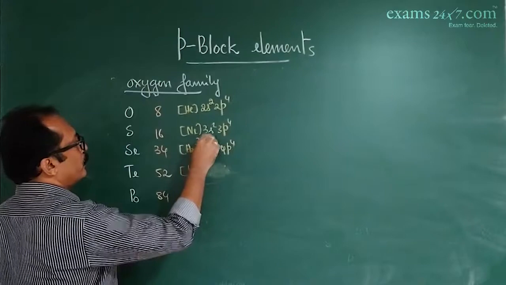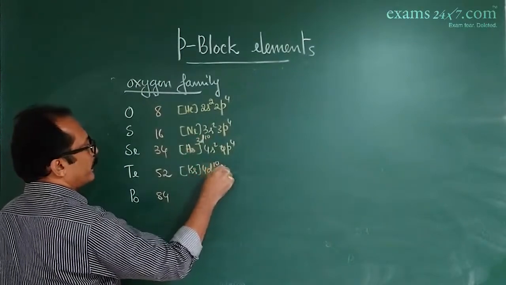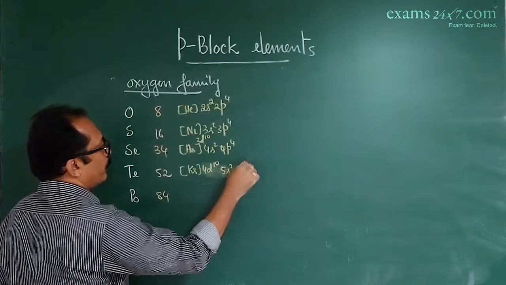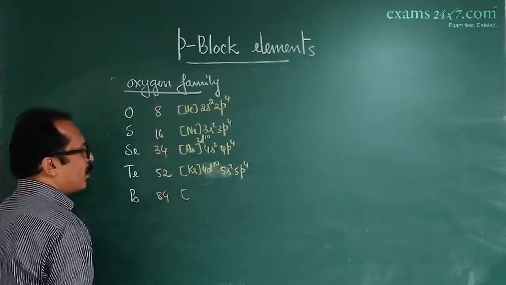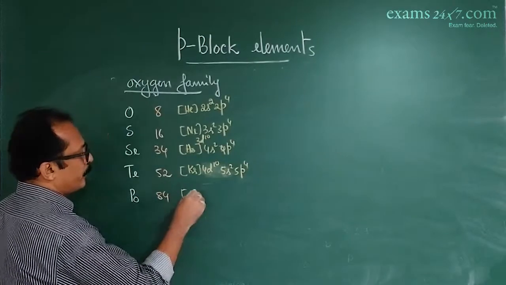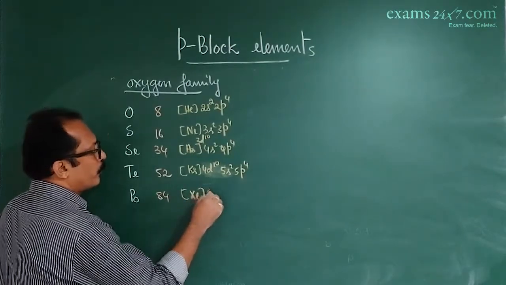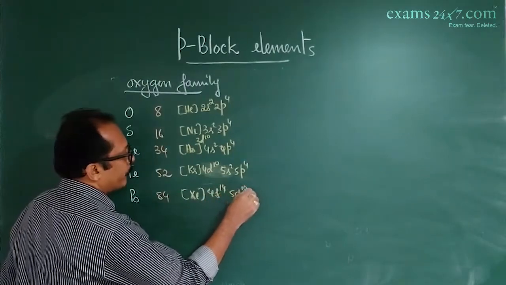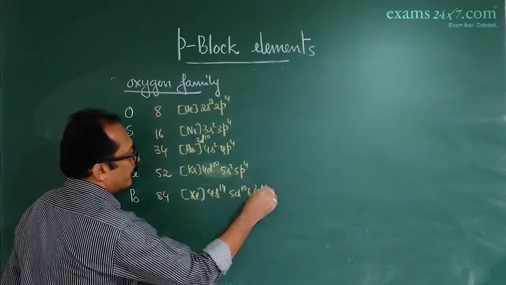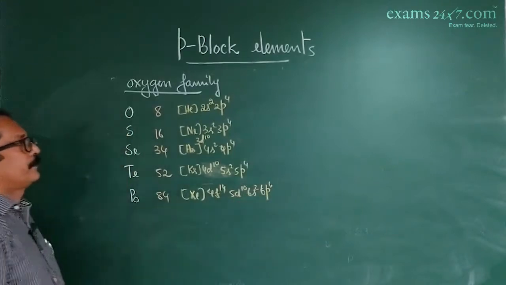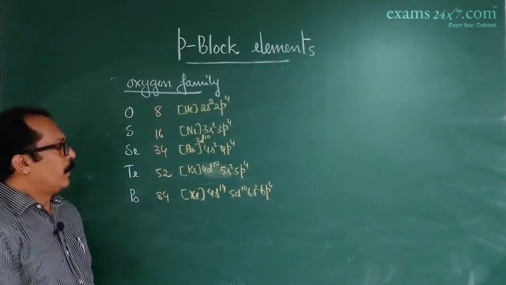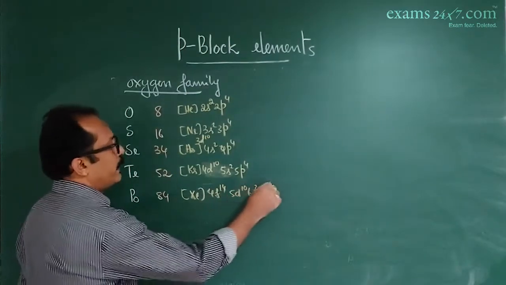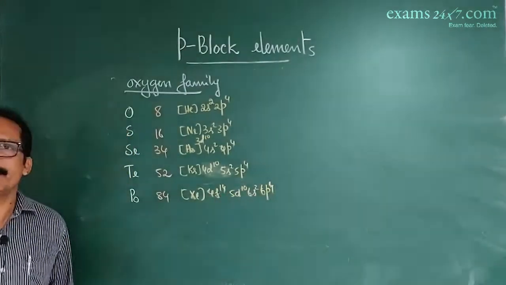3d10 4s2 4p4. Then krypton 4d10 5s2 5p4. Last one is xenon. The atomic number of xenon is 54. 4f14 5d10 6s2 and 6p4. 54 plus 14 is 68, plus 10 is 78, 80, 84. This is about electronic configuration.